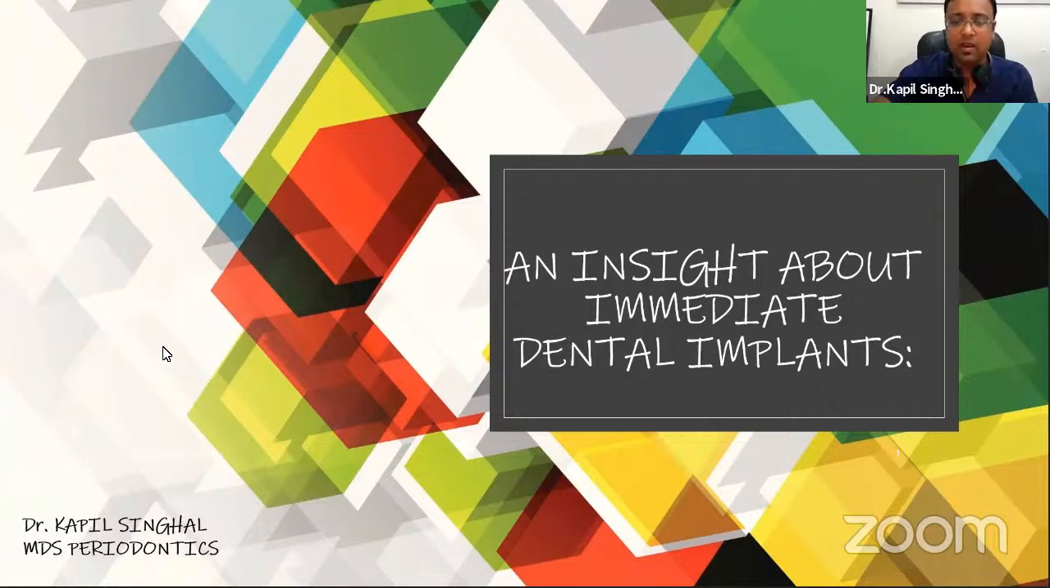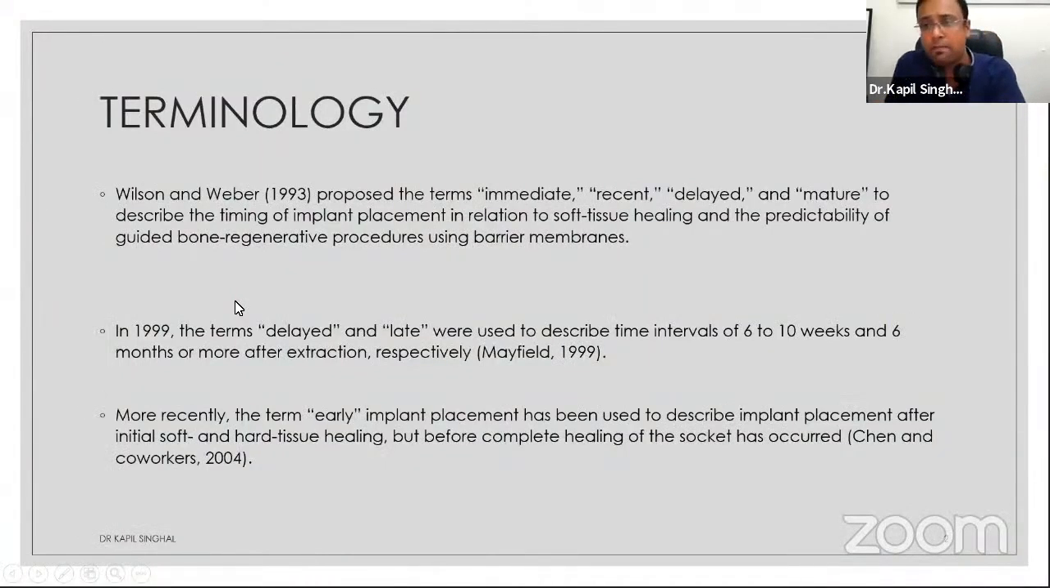So there has been a lot of terminology used for implants in post-extraction sockets. Initially, people like Wilson and Weber classified it as immediate, recent, delayed, and mature. Immediate is just during the time of extraction. We are extracting the tooth and we are placing the implant.